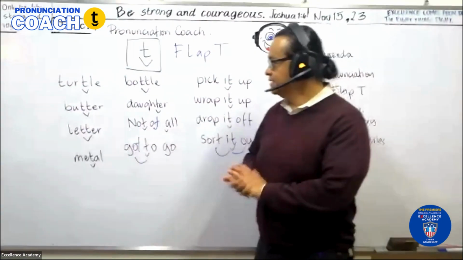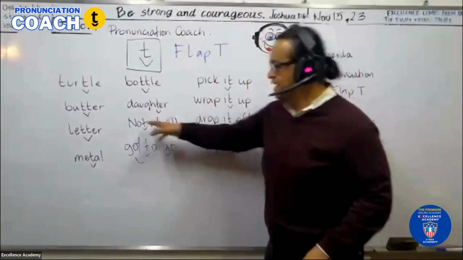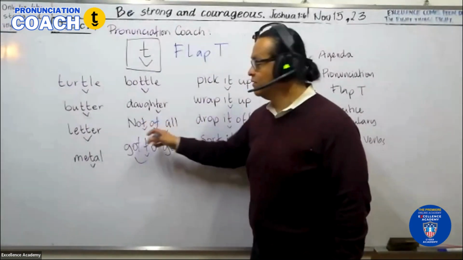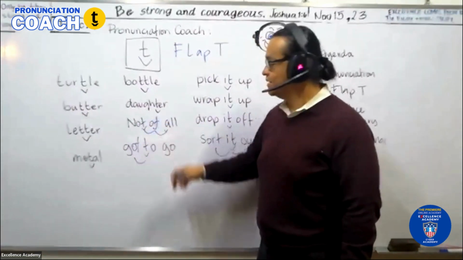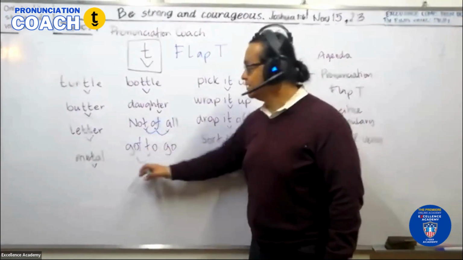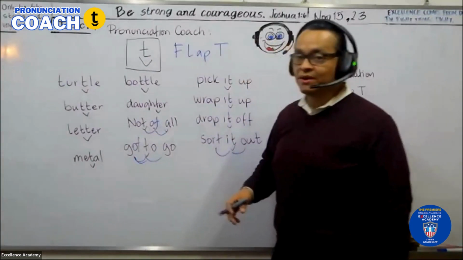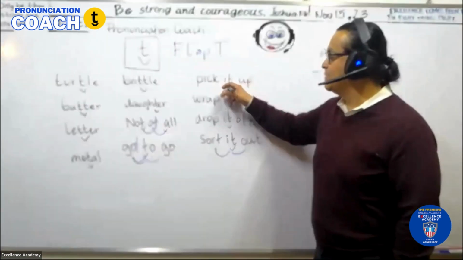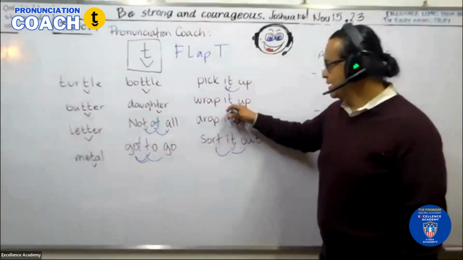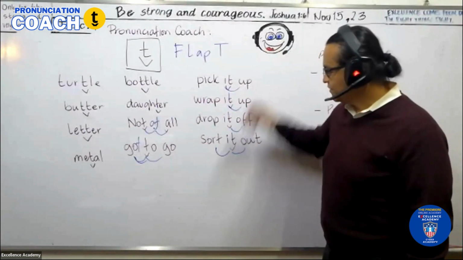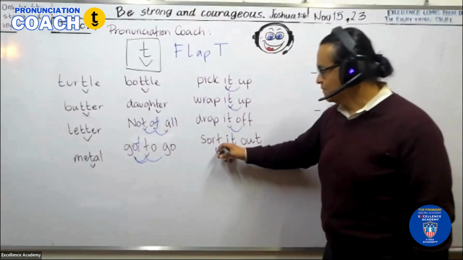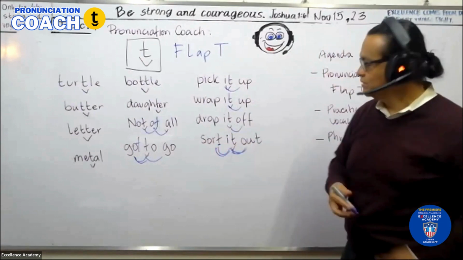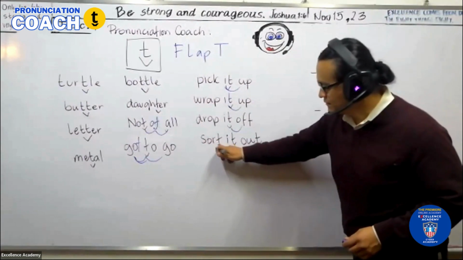Okay, and the other use of that is connecting, right? We're connecting phrases like not at all. You're going to say not at all. With got to go, you're going to say gotta go, right? So you're going to make that connection. The same thing with phrasal verbs. Pick it up, wrap it up, drop it off, sort it out. Here you're going to make another one because you have a T here. Sort it out. So there are two flap T's actually here, too.